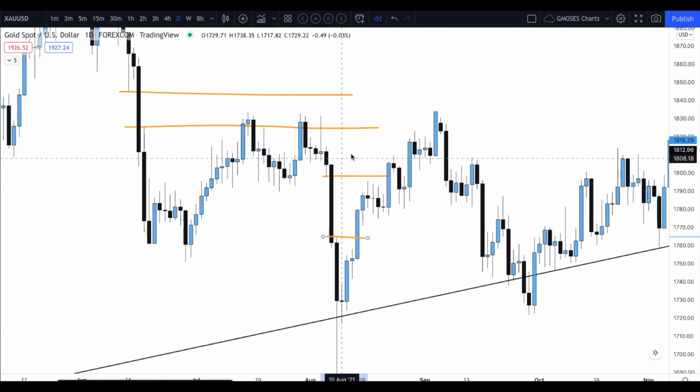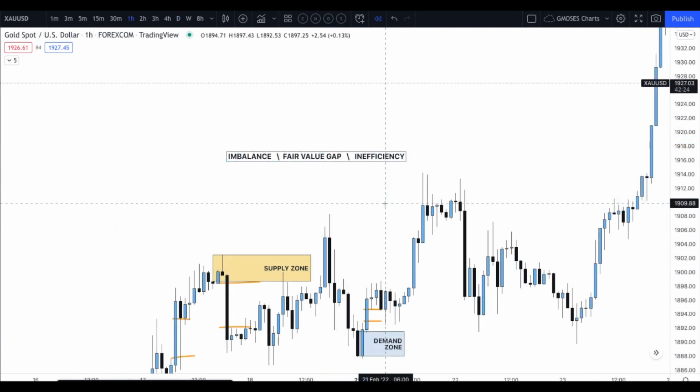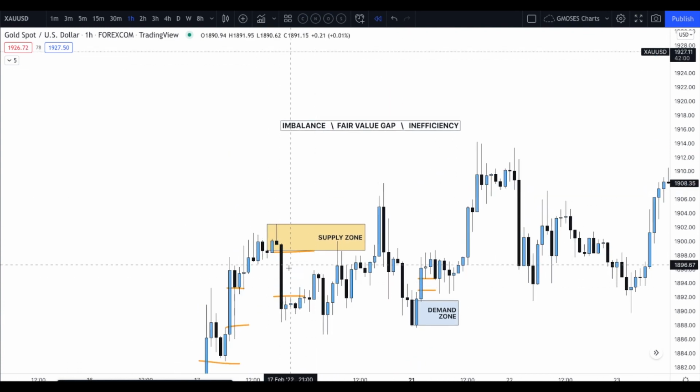All right, you guys, let's go ahead and recap. So remember, you guys, an imbalance or a fair value gap or an inefficiency, whichever term you want to use, it happens when demand exceeds supply or supply exceeds demand. And how is this created? It's created from an order block. So when there are more buyers in the market than sellers, or vice versa, it pushes price rapidly away from an order block, creating an imbalance or an inefficiency in the market.